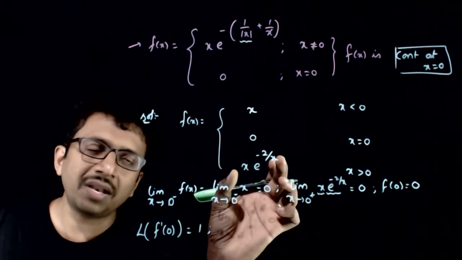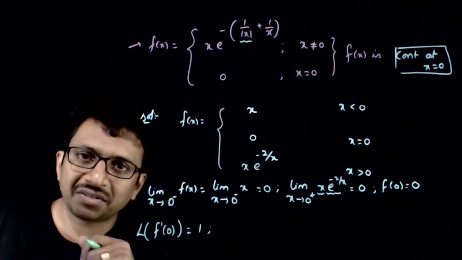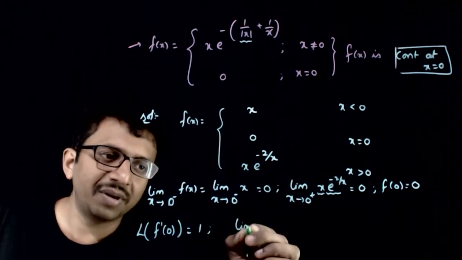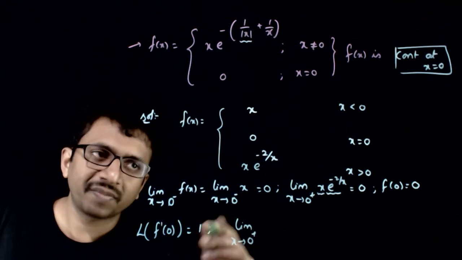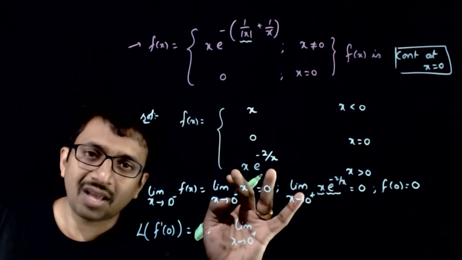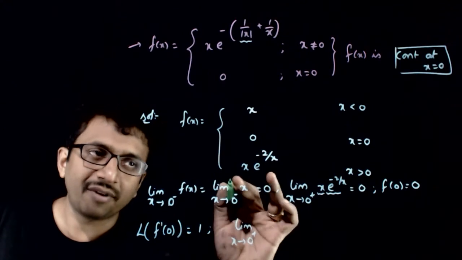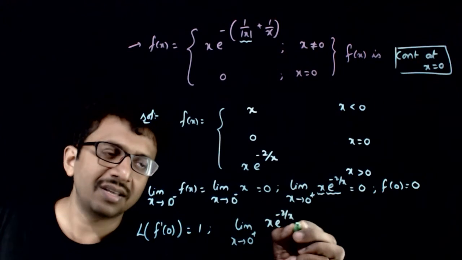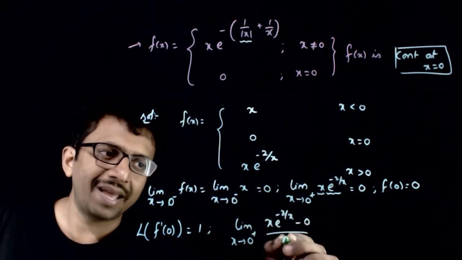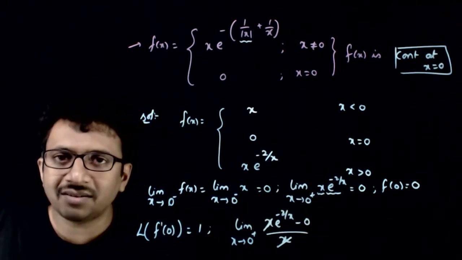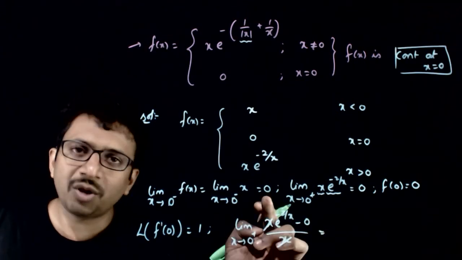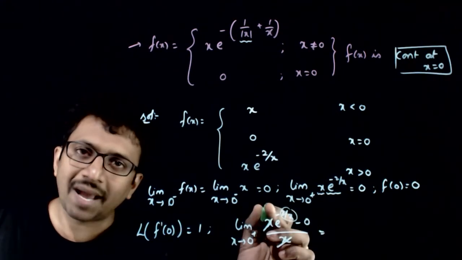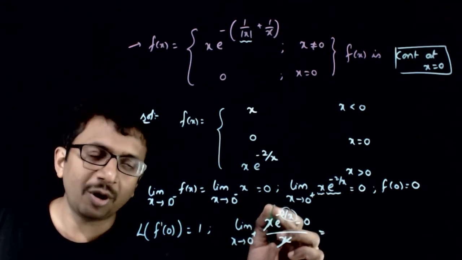For the right differentiation value, I'll use the first principle. The right differentiation is limit x tends to 0 plus of f of x minus f of 0 by x. That is x e power minus 2 by x minus f of 0, which is 0, all by x. So this x and this x get cancelled. So limit x tends to 0 plus of e power minus 2 by x. So 2 by x tends to infinity, minus 2 by x tends to minus infinity, and e power minus infinity is 0.